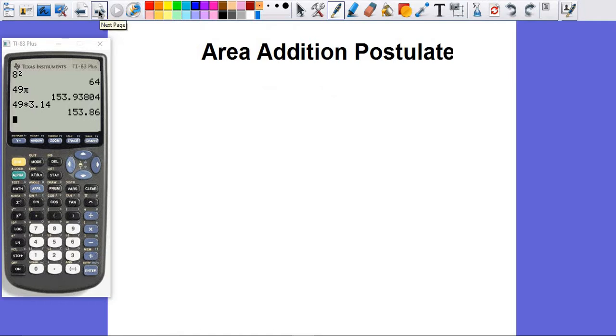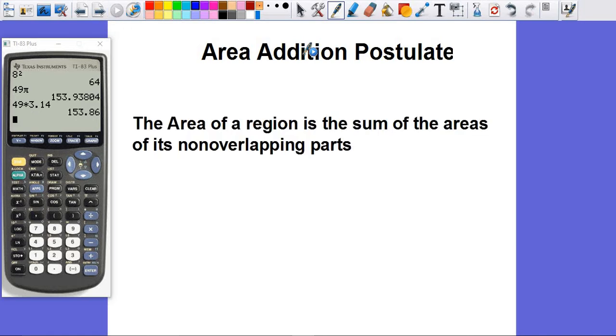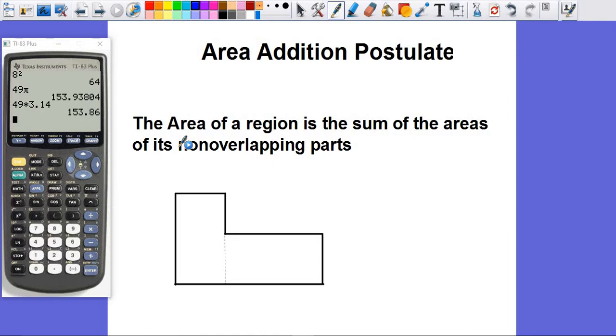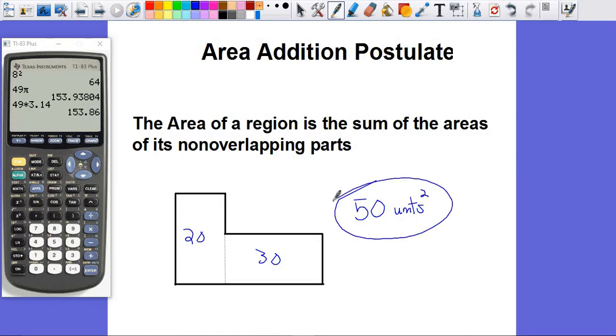Area addition postulate, guys, this is where we take one area, add it to another area, and it gives us the whole area. So the area of a region is the sum of the area of its non-overlapping parts. So let's say we find the area of this to be 20, the area of this to be 30. You would know the entire area would equal 50 units squared, all right? Because you would just add those two things together. That's all area addition postulate is.